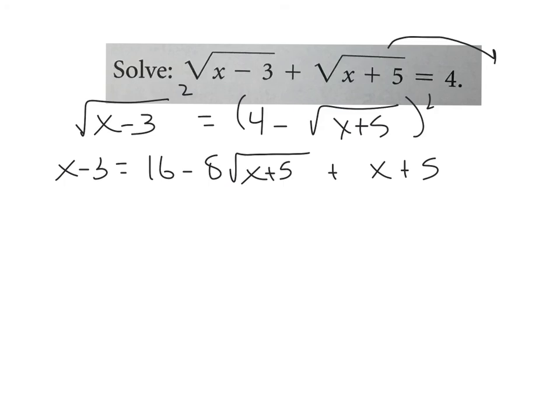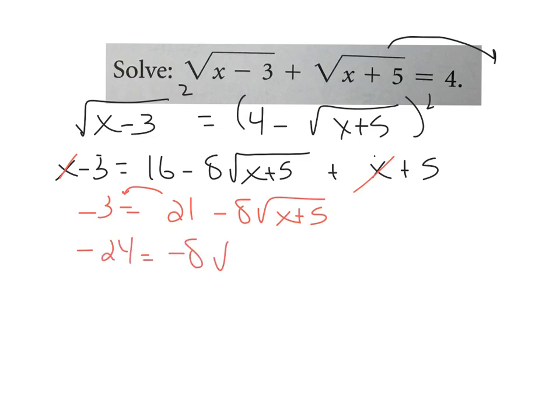So what I'm going to do now is move everything over except for the radical again, and I have to square again, which is kind of a pain, but you've got to do it. First thing I'd notice, if I move the x over, there's an x on both sides, which basically means they're going to cancel each other. So the x's are gone. Over here, that leaves me this negative 3, and I have a 21 minus 8 on the square root of x plus 5. So I'm going to move the 21 over there, which will give me a negative 24 equals a negative 8 on the square root.